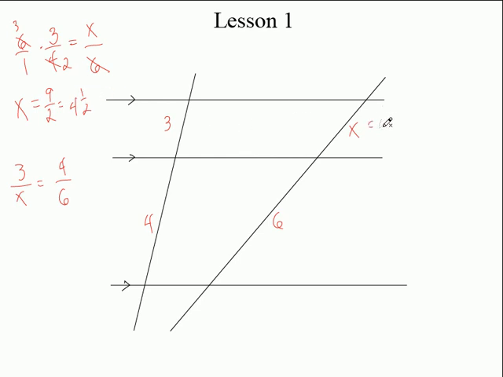That would be 4.5. You could write 4.5 if you want. You could write 9 over 2. I don't care. That's all you do for that. It's pretty easy, isn't it? All right, good deal.